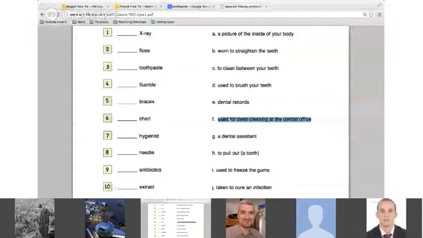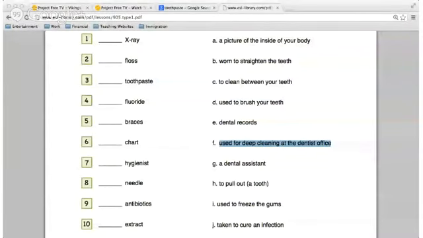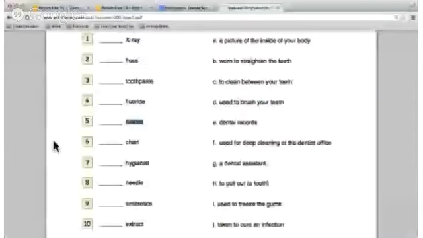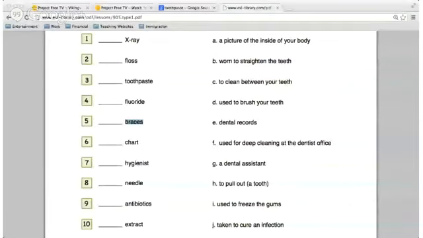All right, Rimas, let me have you take a look at number five, please. Braces. Okay, that would be pronounced braces. What are braces? I think the meaning is worn to straighten the teeth. Okay, so worn to straighten the teeth. Try that again. Worn to straighten the teeth.